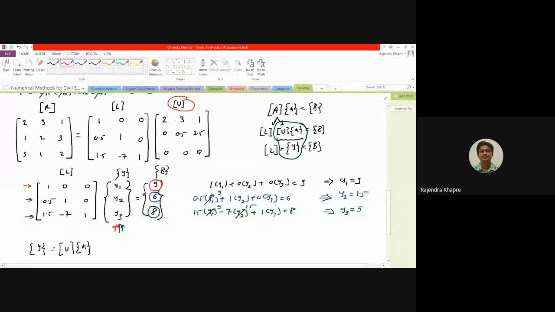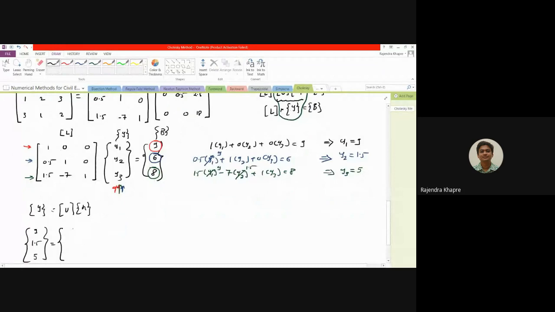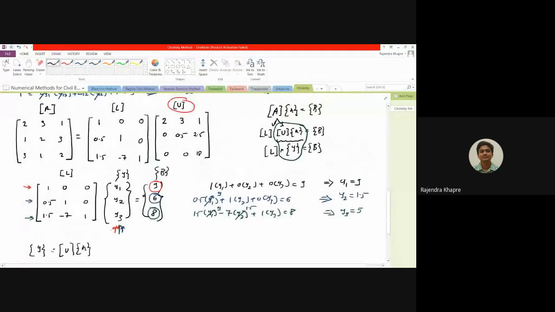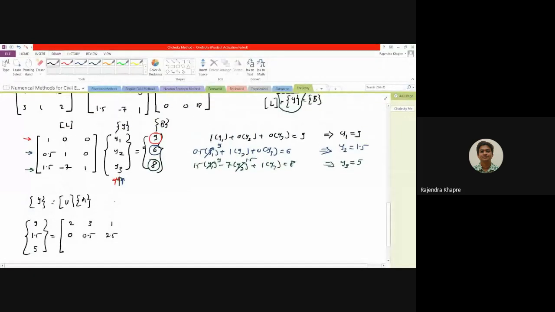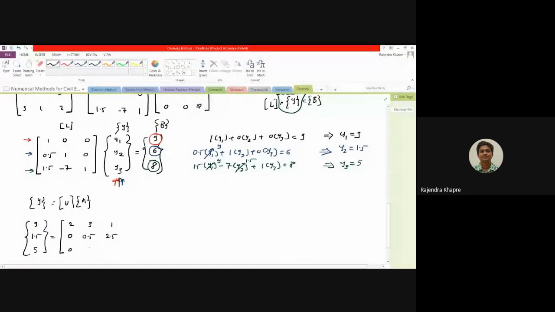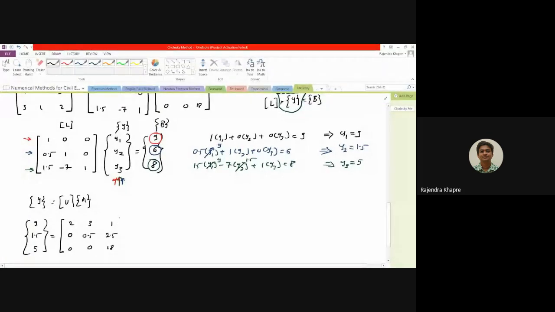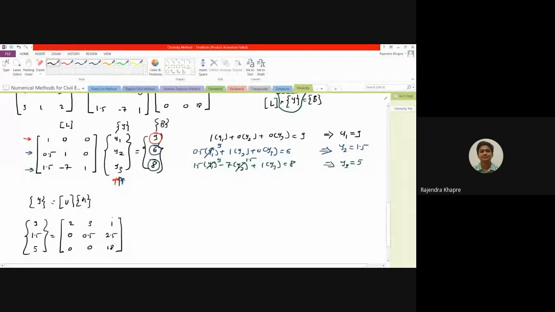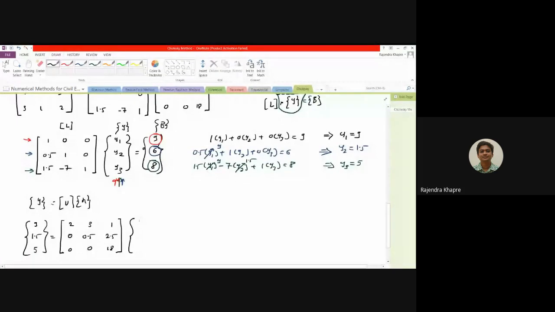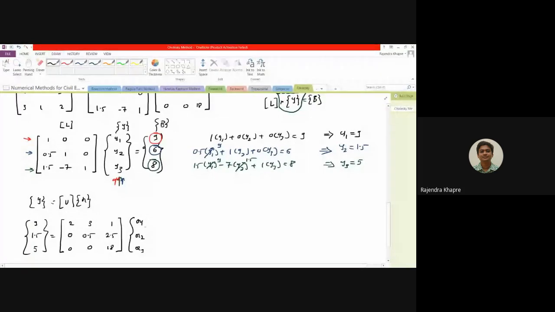So this is 2, 3, and 1. I think I should write a rectangular bracket, not the curved bracket. So this is 2, 3, 1. Then we have 0, 0.5 and 2.5, and lastly we have 0, 0, and 1.8. Is it correct, student? Then it should be multiplied with x1, x2, and x3.